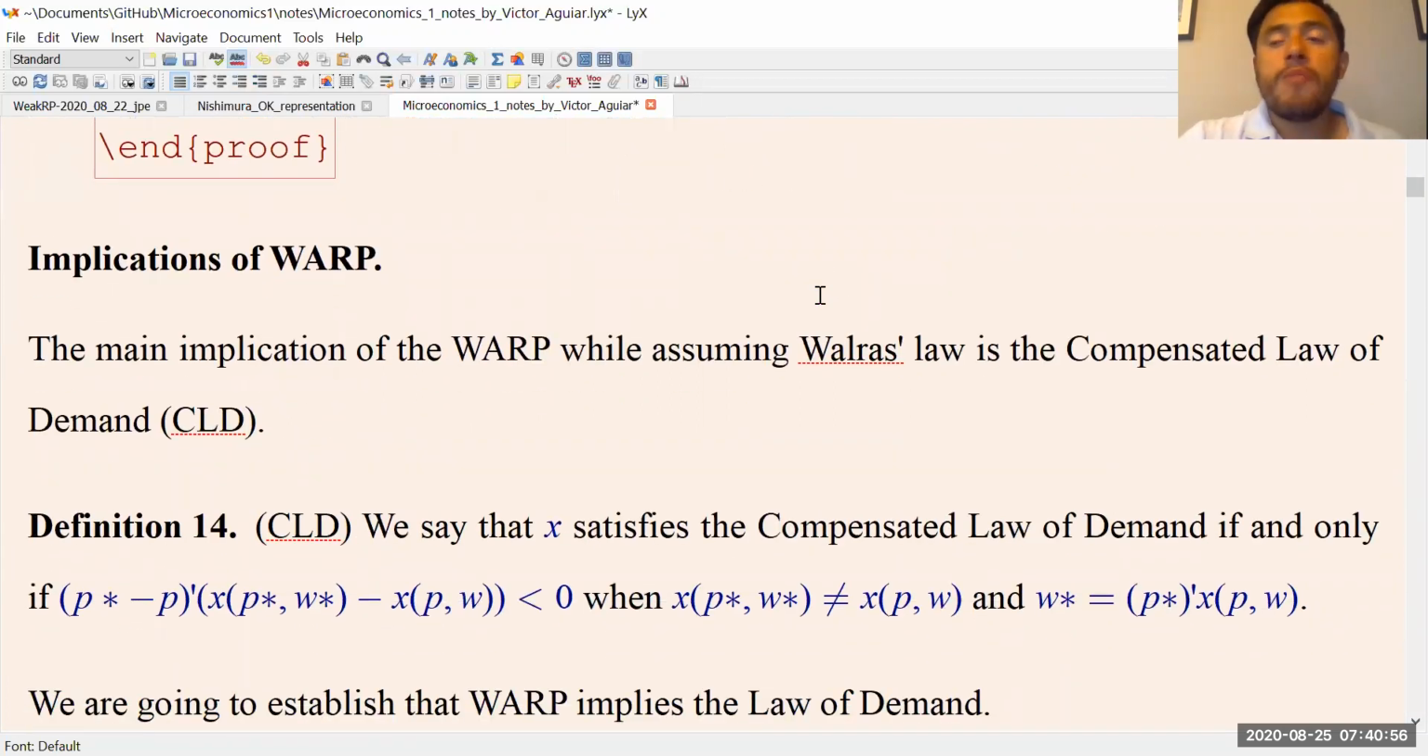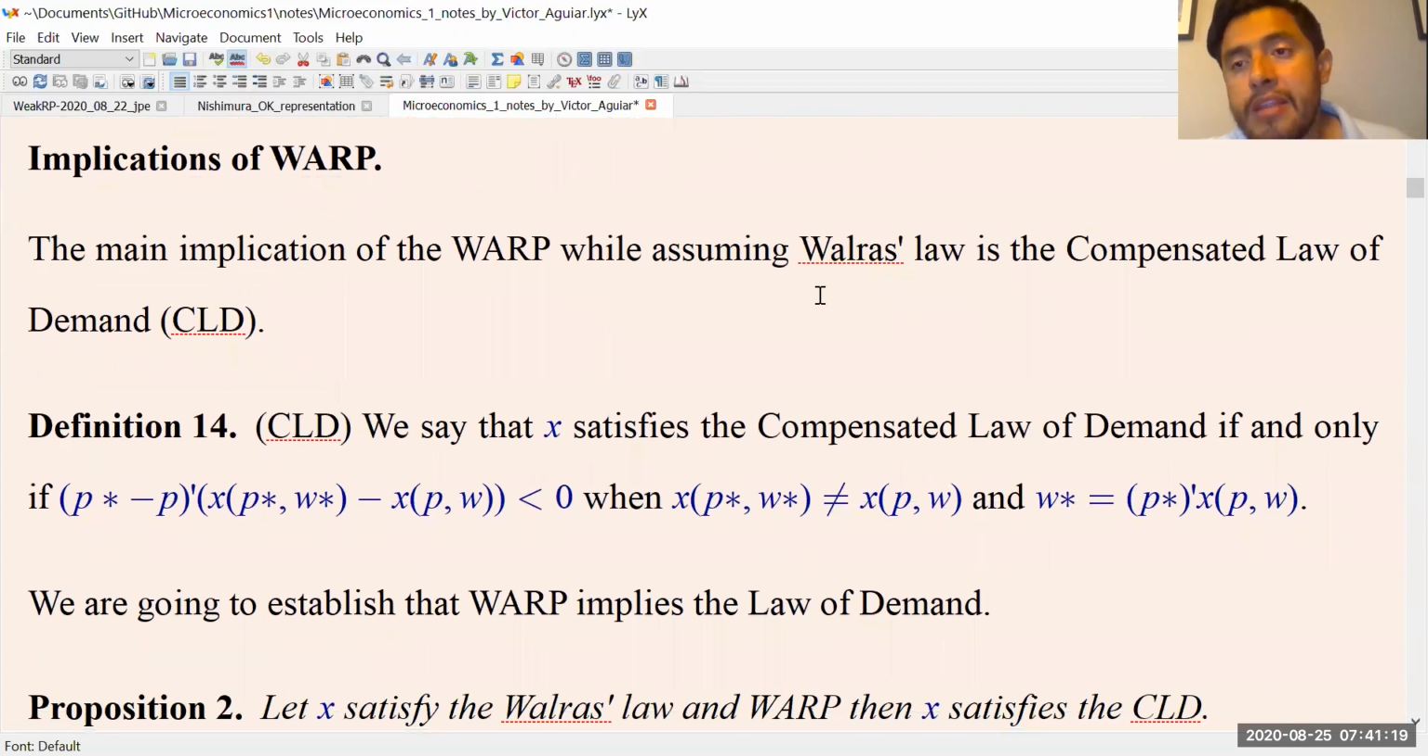Finally, and I'm going to end with the most important implication. This is the implication of the weak axiom of revealed preference. So remember, the weak axiom of revealed preference is the key axiom that tells you that consumers do not flip preferences. So what is the implication in terms of the Slutsky matrix? Well, it turns out that this implication is a more general version of the law of demand. And this is called the compensated law of demand.